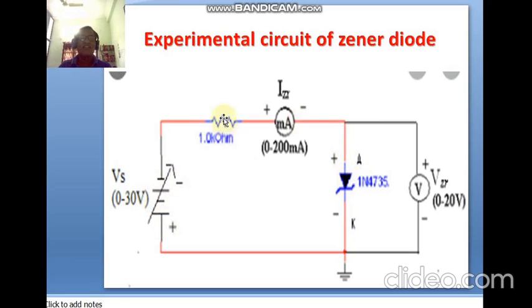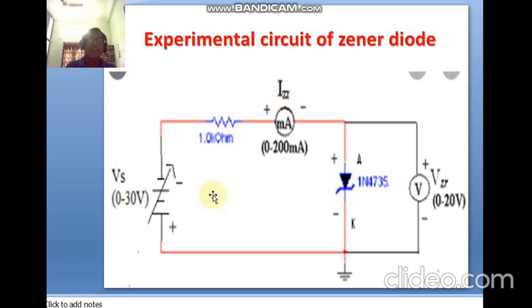Now, always one resistance, this is nothing but a high resistance. So this is a series resistance, and mainly an ammeter to measure the Zener current is always connected in series with the Zener diode. The voltmeter is connected in parallel, because voltmeters are always connected in parallel and ammeters are always connected in series in electronic circuits. Here Vz is the Zener voltage and Iz is the Zener current.